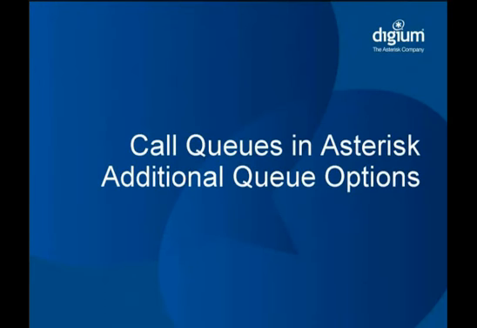In this chapter so far, we've looked at how Asterisk handles call queues, set up a call queue of our own, and examined static and dynamic queue members. While queues in Asterisk can be very simple, there are also many ways that queue behavior can be precisely tuned. We'll cover several advanced queue options in this module.